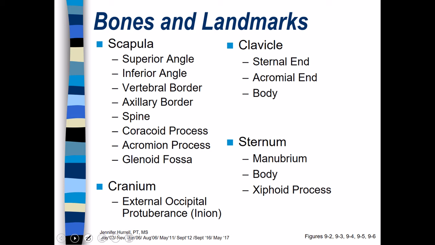All right, clavicle, we've got the sternal end, the acromial end, and the body. So the medial end is going to be the sternal end. The acromial end is going to be the lateral end, and the body is everything in between. And then finally, we've got the sternum. So we've got the manubrium being the superior portion, the body's in the middle, and the xiphoid process is the inferior projection. All right, so all review, right? Okay.